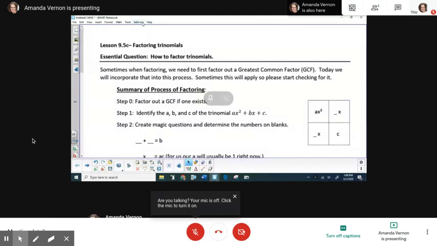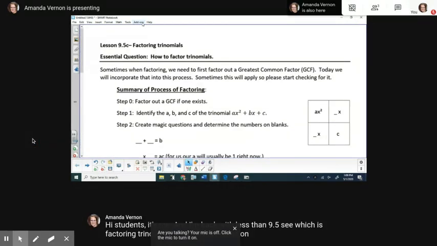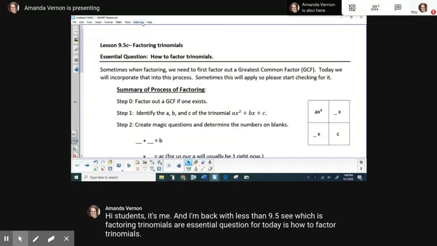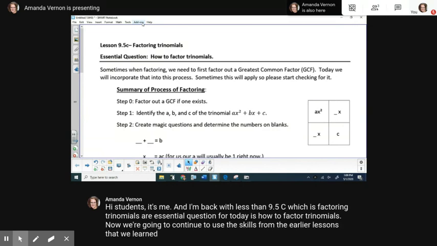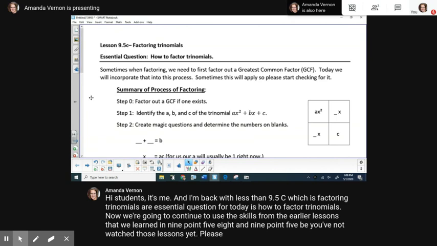Our essential question for today is how to factor trinomials. Now, we're going to continue to use the skills from the earlier lessons that we learned in 9.5A and 9.5B. If you've not watched those lessons yet, please go back and do that as they will be referenced here.